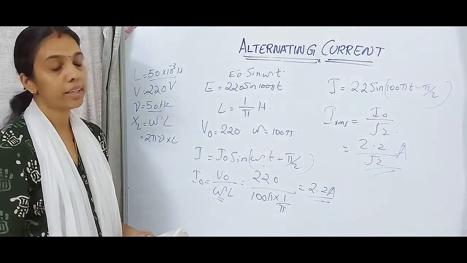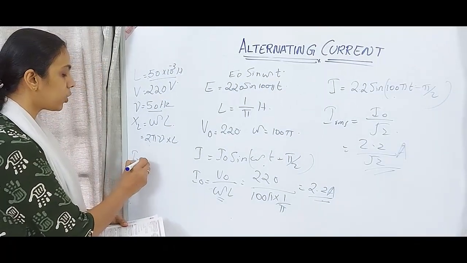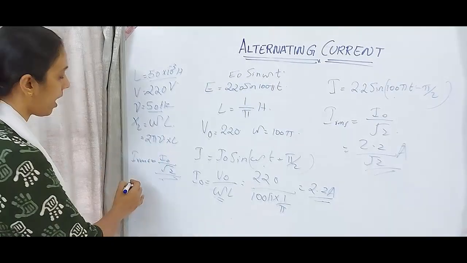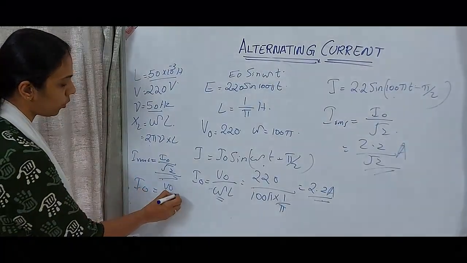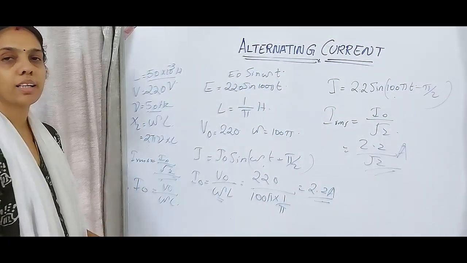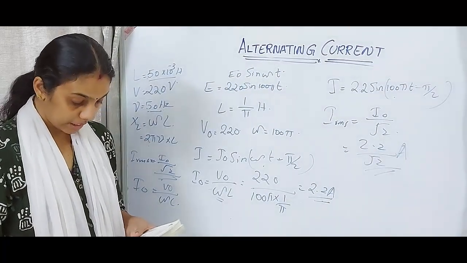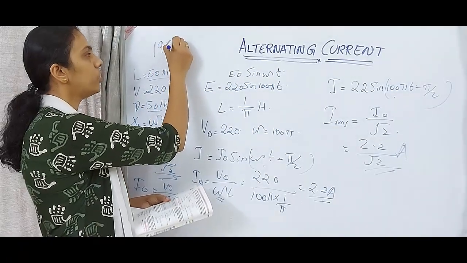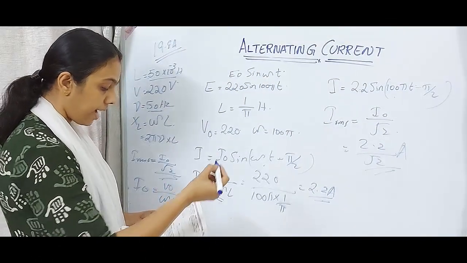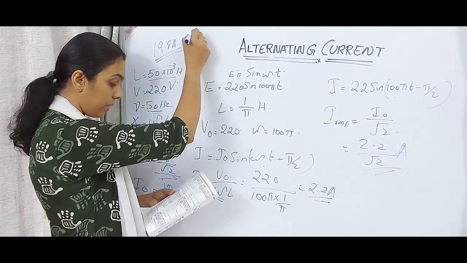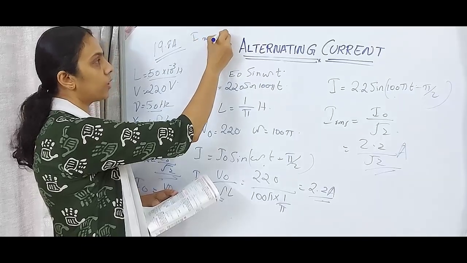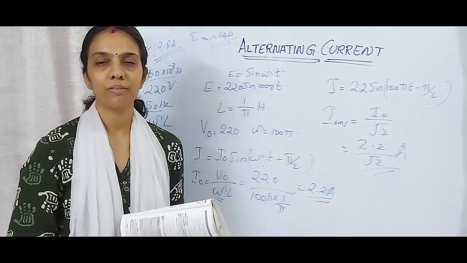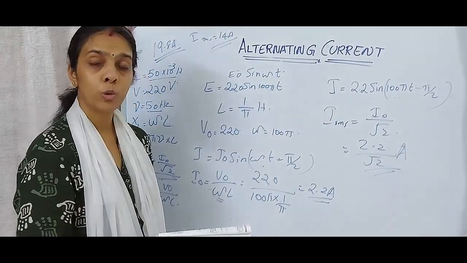Then you should find the RMS value of current and the peak current. I RMS equals I0 by root 2, and I0 will be equal to V0 by omega L. All the values are given, so you can easily find out. I will give the I0 value as 19.8 ampere, and I RMS will be equal to 14 ampere. I think you can easily find this. These numericals won't be difficult for you.